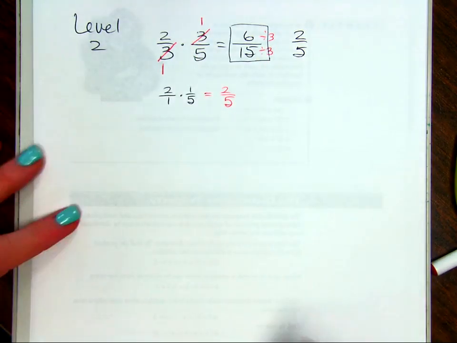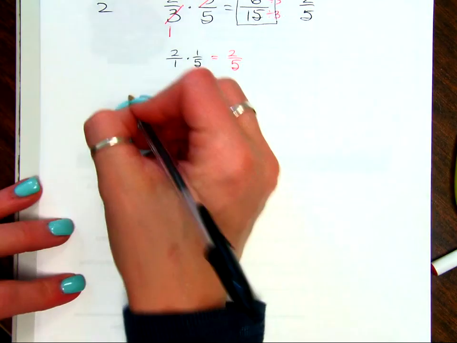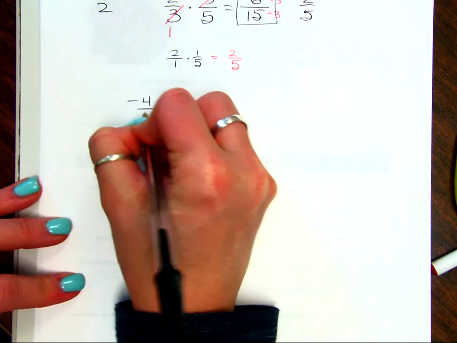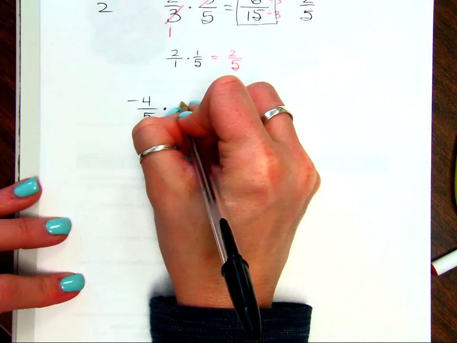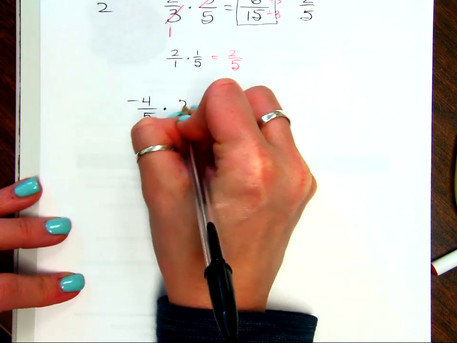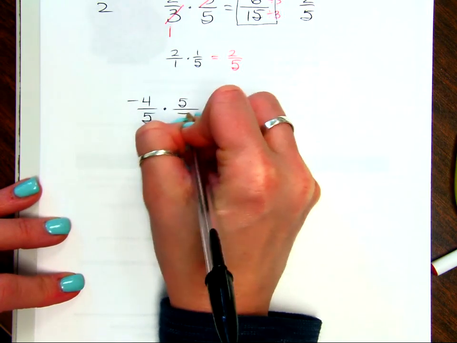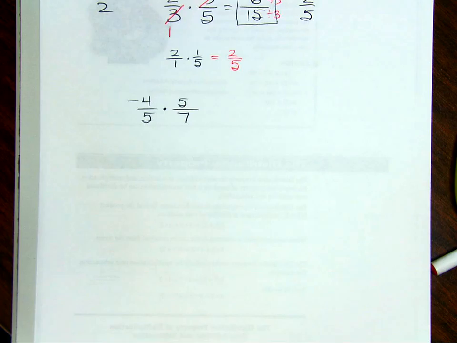Try this one. Ready? On your whiteboard. Go ahead. So we're going to do -4/5 times 5/7. This should be a piece of cake.